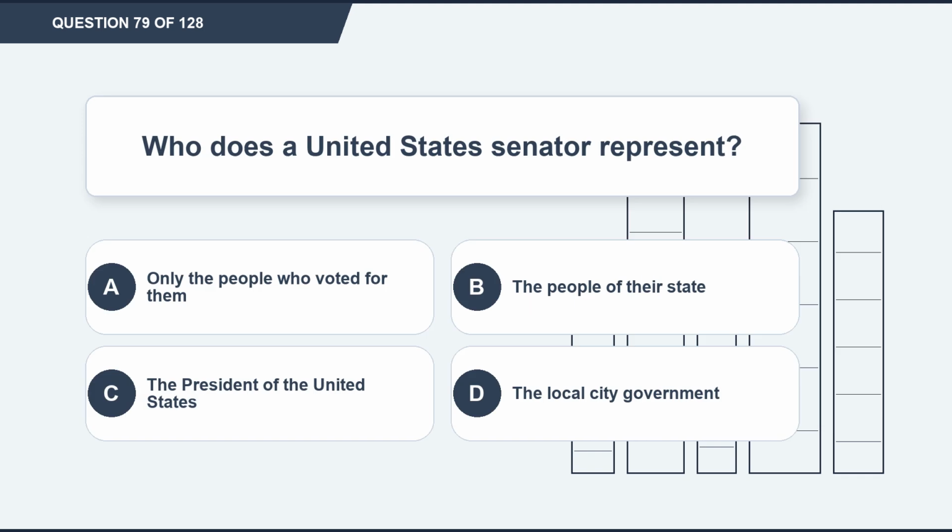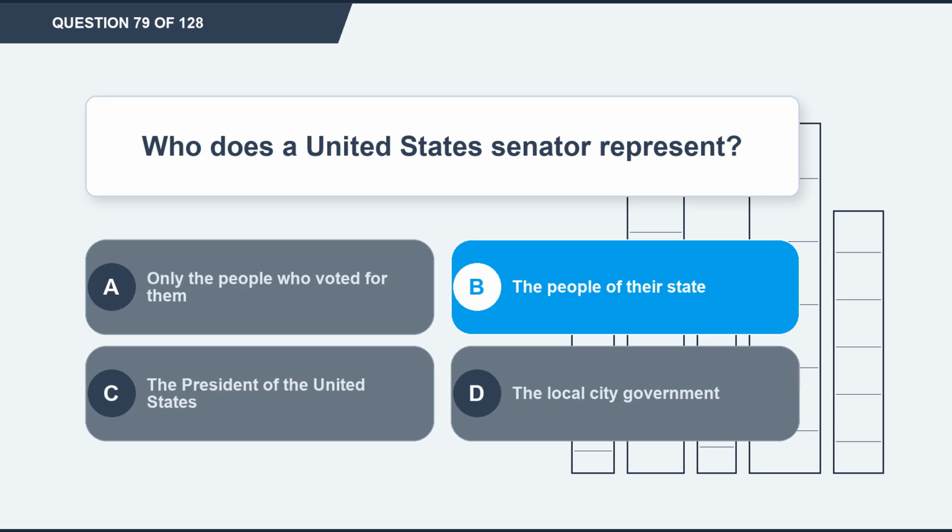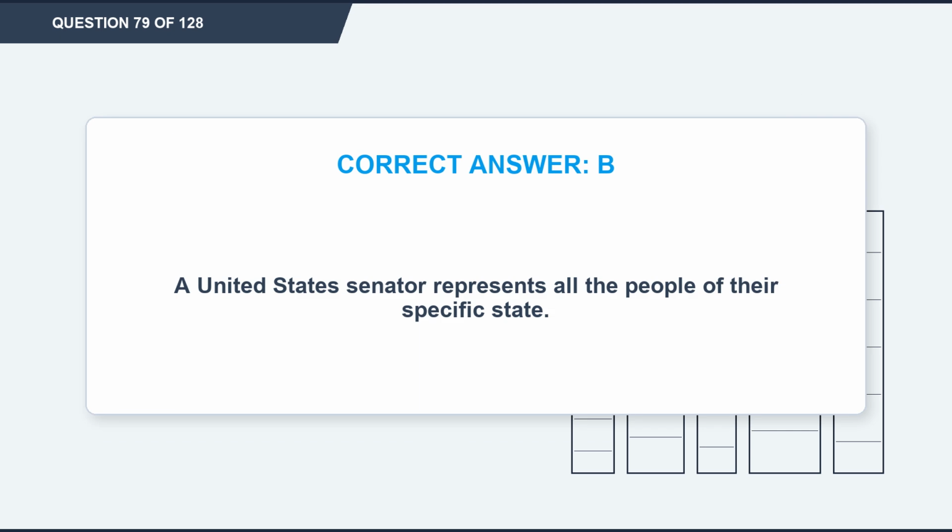Question 79. Who does a United States Senator represent? Option A, only the people who voted for them. Option B, the people of their state. Option C, the President of the United States. Option D, the local city government. The correct answer is option B, the people of their state. Explanation. A United States Senator represents all the people of their specific state.